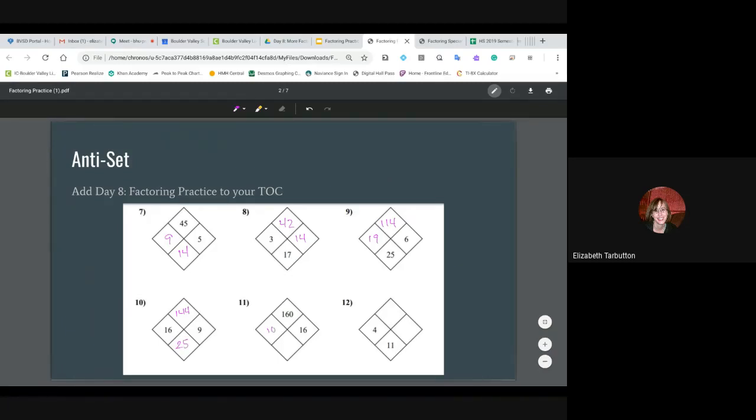10 times 16 is 160. Adding them together, we get 26. 4 plus 7 is 11. 4 times 7 is 28.